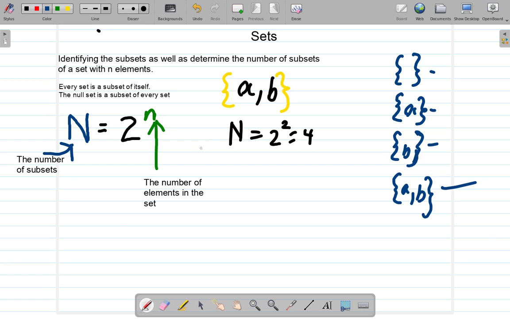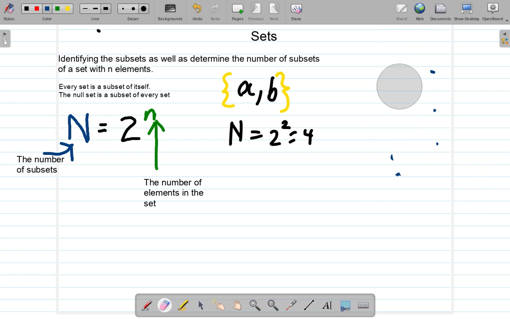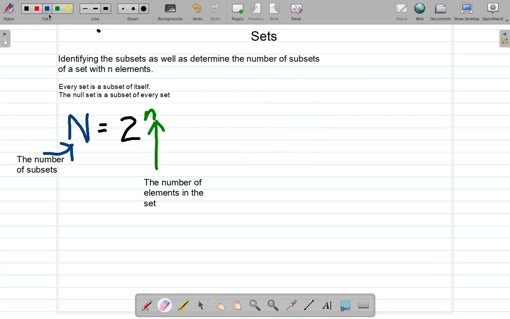Let's try something else here. Let me erase this. And suppose you have another set. Suppose you have this set: A, B, C. Question: how many subsets can you get out of this, and can you list them?